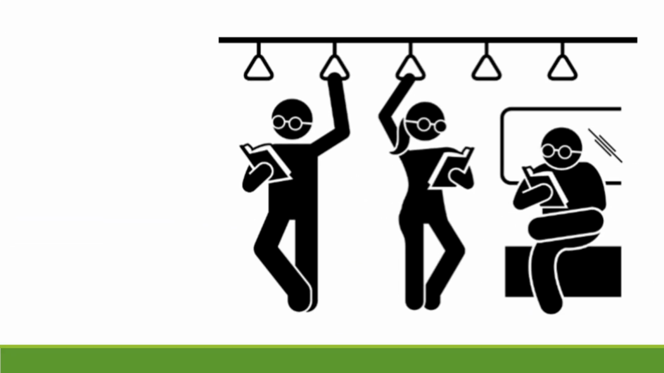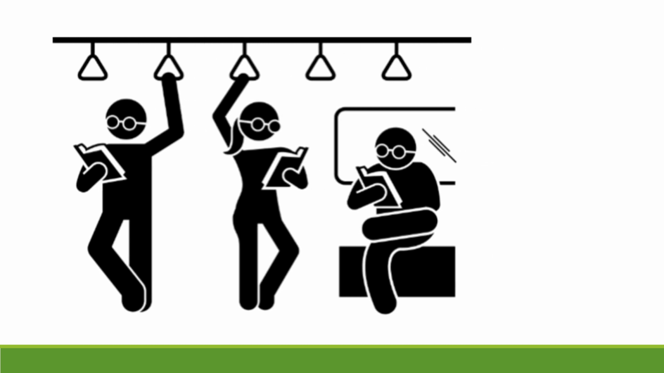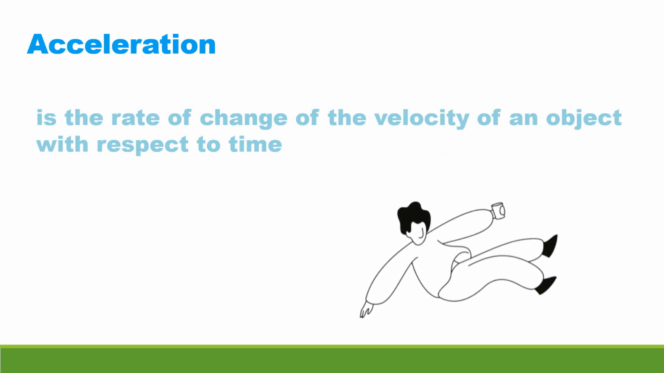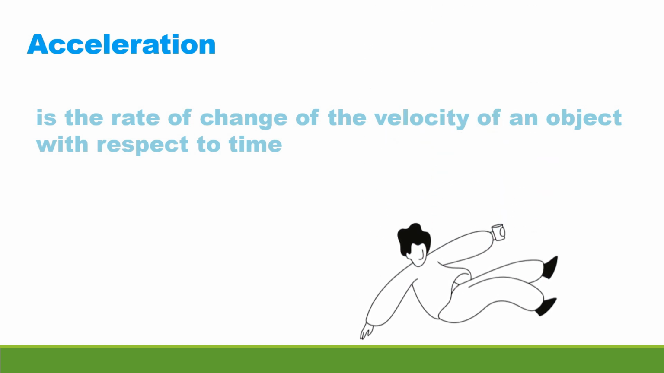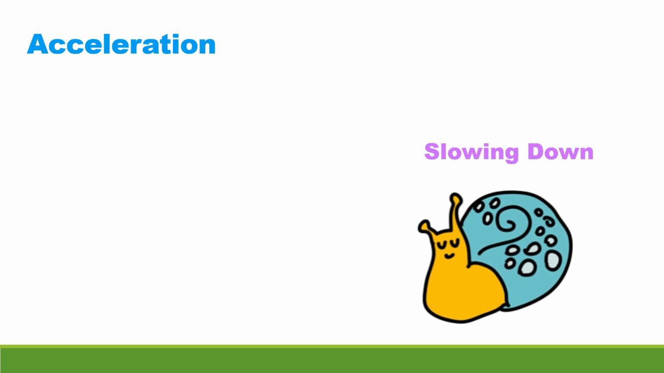Imagine you're in a stationary train, then it moves. What happens to your body? Yes, it tilts. The reason why our body tilts is what we call acceleration. Acceleration is the rate of change of the velocity of an object with respect to time. Change in velocity can be seen by an object slowing down or speeding up.